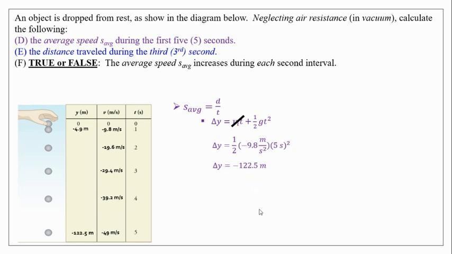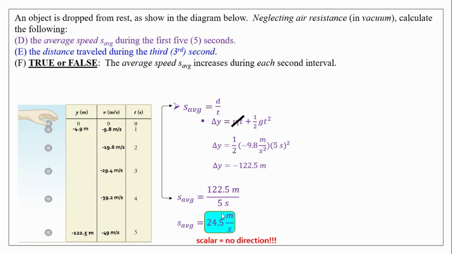So here, average speed is simply distance over time. Instead of plugging in a negative 122.5, I'm just going to use 122.5 and divide by 5 seconds, which is a value of 24.5 meters per second. You don't need any direction because average speed is a scalar. Or you can use the average velocity function again that I exercised in part C.